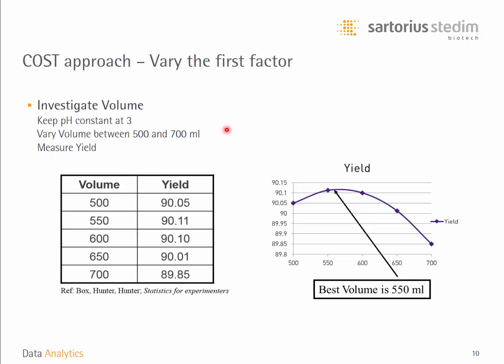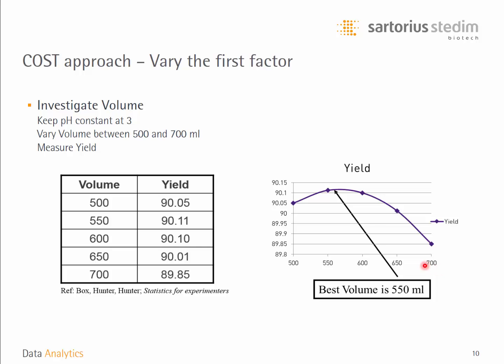So in the COST approach, what you would do would be first to vary just one of the factors and lock the other one at a constant setting. So in this example, pH is fixed at pH equal 3, and the volume of the reaction container is changed between a low setting of 500 milliliters and a high setting of 700 milliliters. And here we see in this little table the yield that was obtained when changing the volume from 500 to 700 milliliters.